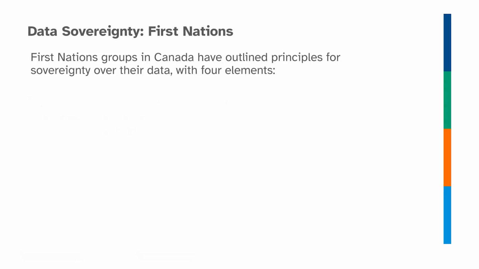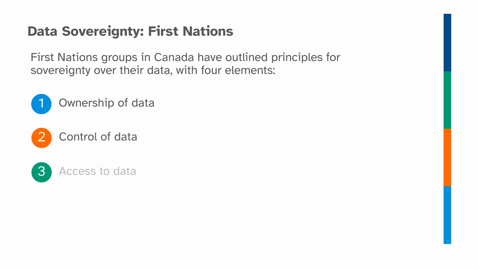First Nations groups in Canada have outlined principles for sovereignty over their data with 4 elements. 1. Ownership of data. 2. Control of data. 3. Access to data. 4. Possession of data.